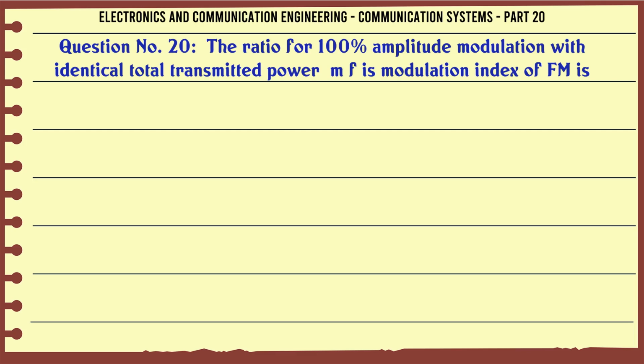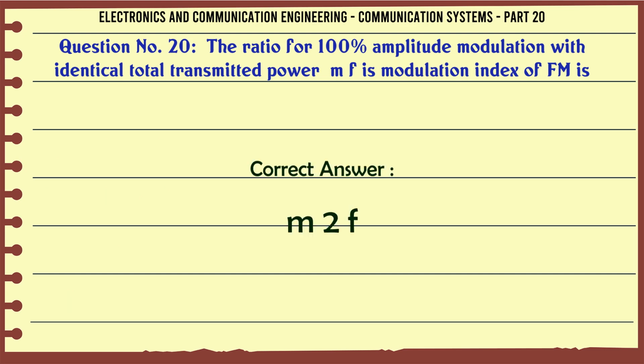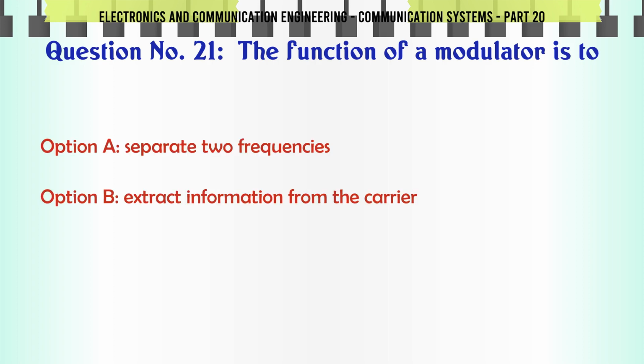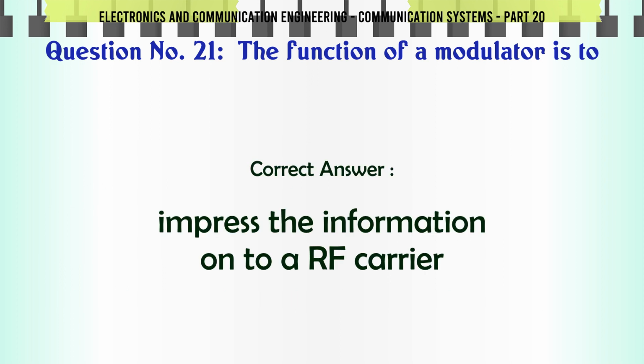The ratio for 100% amplitude modulation with identical total transmitted power, where mf is the modulation index of FM, is: A, mf/2; B, mf²; C, mf/3; D, mf³. The correct answer is mf². The function of a modulator is to: A, separate two frequencies; B, extract information from the carrier; C, amplify the audio frequency signal; D, impress the information onto an RF carrier. The correct answer is impress the information onto an RF carrier.